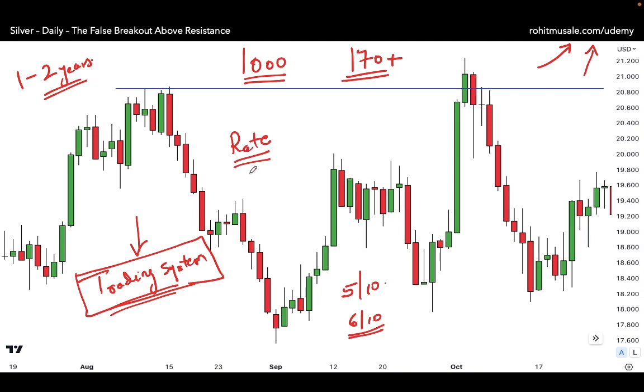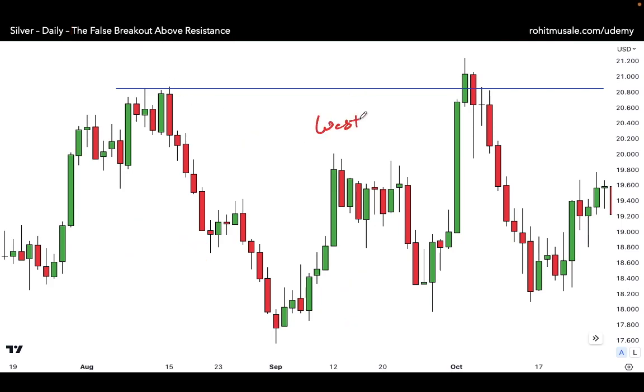Okay, so that's what I wanted to discuss, the false breakout above the resistance. And notice I haven't used any Western indicator here. Without using any Western indicator, we have done so much analysis on this chart. So this skill is something which is worth investing in. Without even looking at indicators, if you can start reading the markets or reading the charts like a book, that's a skill that is worth having.